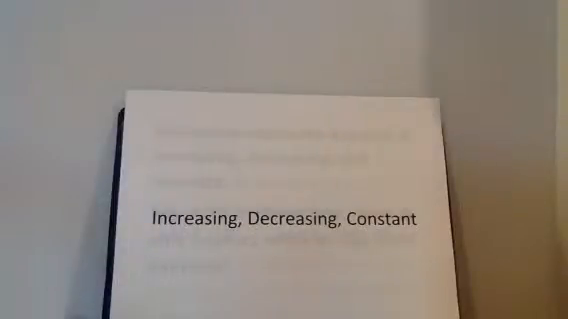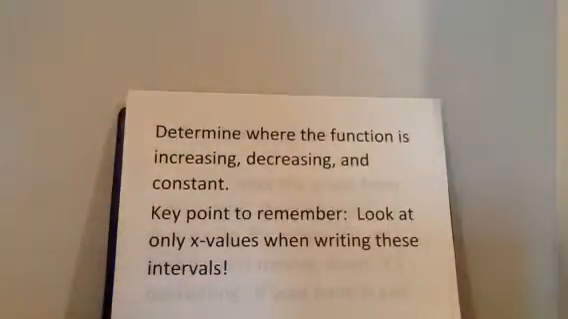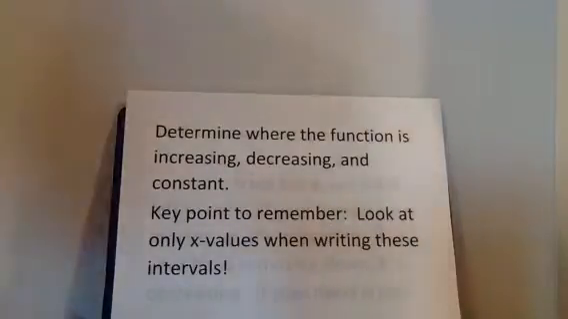Next, we're going to determine where a graph is increasing, decreasing, and constant. Determine where a function is increasing and decreasing and constant. The key point to remember is that you're only looking at x values when writing these intervals. You're reading the graph from left to right, so that involves x values because the x-axis goes left to right.